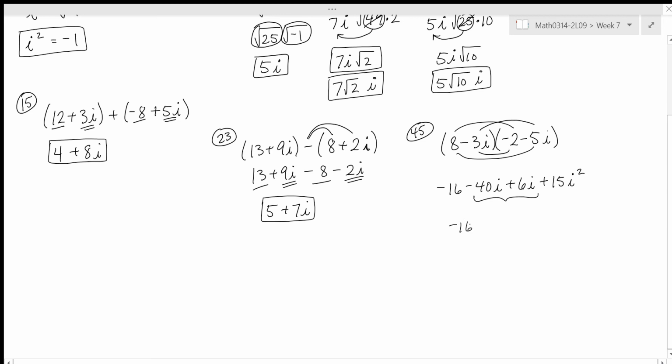All right, so let's combine like terms. I've got negative 40i plus 6i. What does that make? Negative 34i. And i squared gets replaced with negative 1. And did you notice that that is indicated multiplication? That's negative 1 times 15, which makes negative 15. And negative 16.